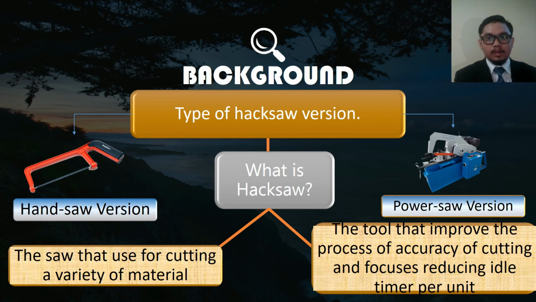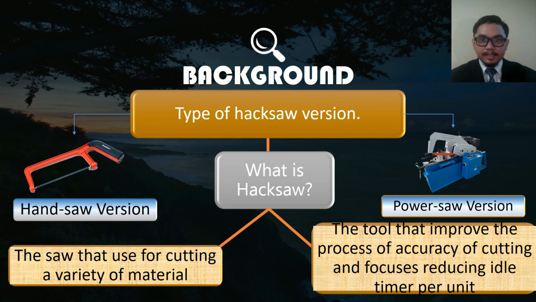With the hand version hacksaw, the energy is supplied by a human to cut the workpiece. This hacksaw is a good tool to use, but it becomes inconvenient when a large amount of cutting is required, as it needs more energy. So the power version hacksaw came out, which is powered by electricity to cut the workpiece. This tool improves the accuracy of cutting and can focus on reducing idle time per unit.